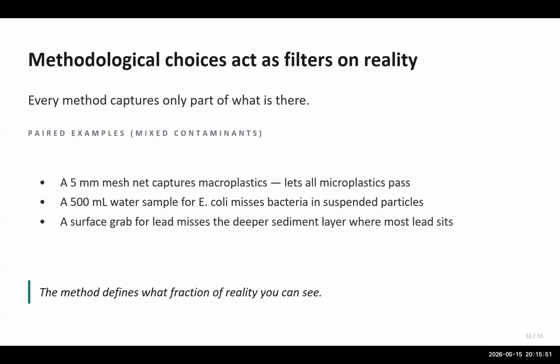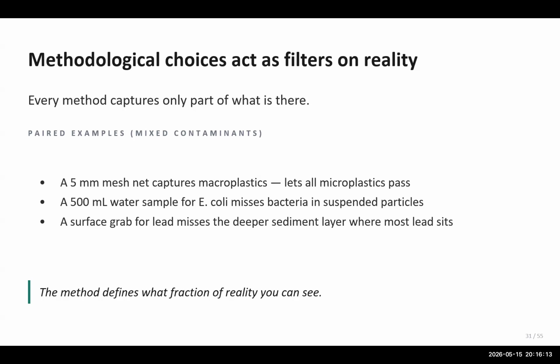we use a 5 mm mesh to capture microplastics floating in the water in a river, for example, but the microplastics will be missing because the pore size of the net is too big to capture microplastics. In this case, we obtain information from macroplastics, but not from microplastics.